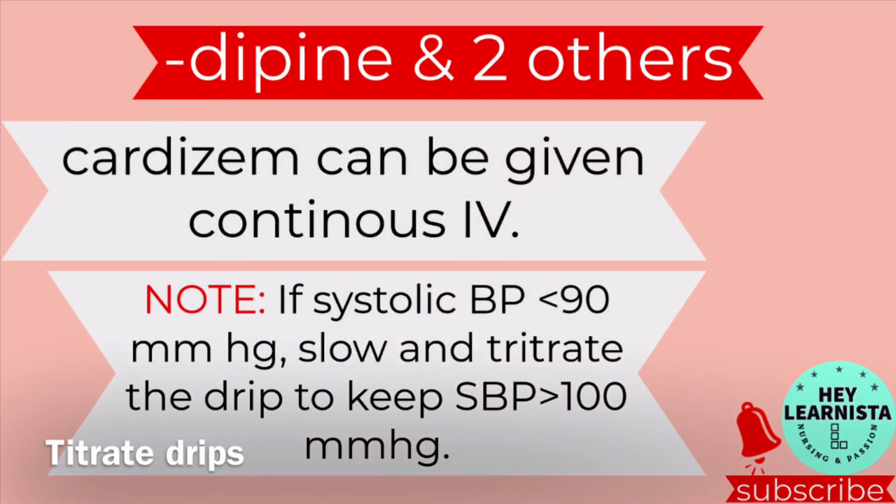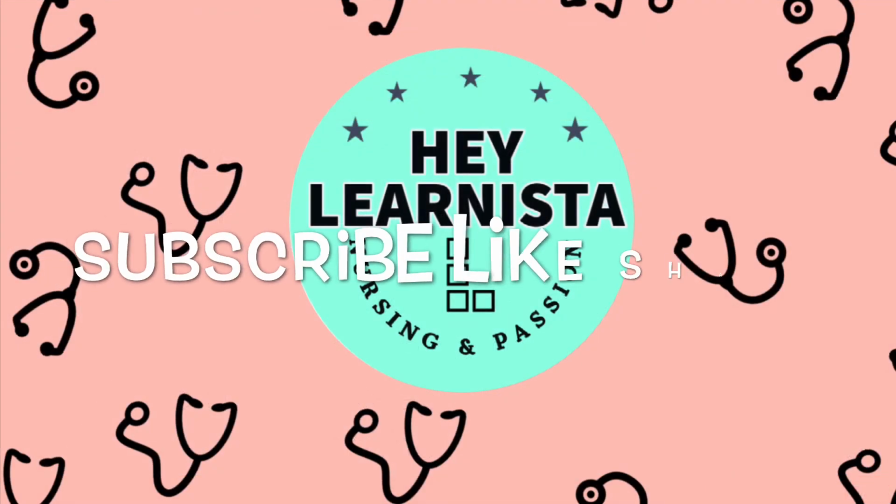Cardizem can be given as a continuous IV, but not if systolic BP is less than 90 mmHg. Slow and titrate the drip to keep systolic BP greater than 100 mmHg.